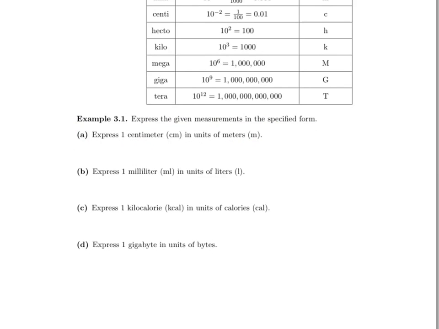Okay, so we have to start by interpreting the prefix centi. If we look at our table above, centi means to multiply by a factor of 10 to the negative 2. So instead of writing centi, I can write 1 times 10 to the negative 2 meters. 10 to the negative 2 is a hundredth, so this is 0.01 meters.